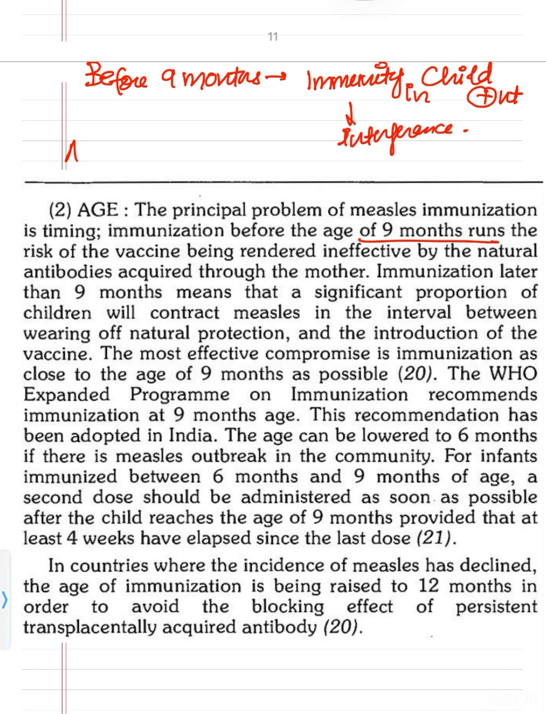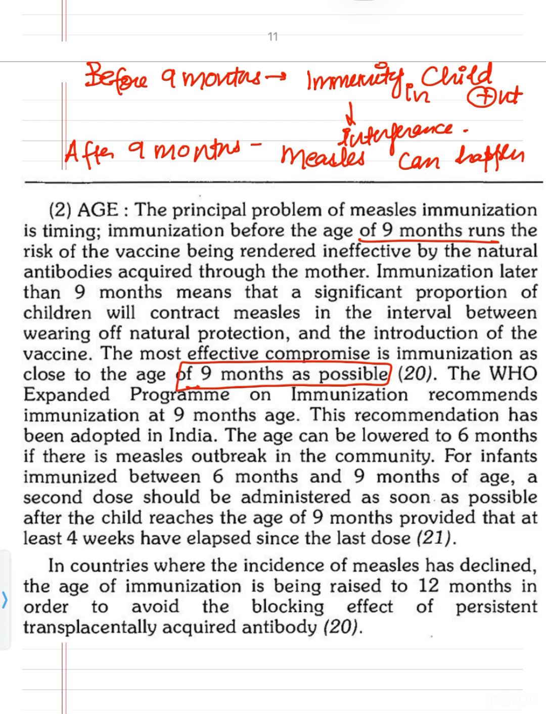But if we give it after 9 months, the problem is that there may be some child in whom the immunity is not there, and he or she may contract measles. Measles can occur in that child. So we have the problem of whether to give it before 9 months or after 9 months. India went for a compromise. India said we will give it as close to 9 months as possible. So in India, immunization is done at 9 months.